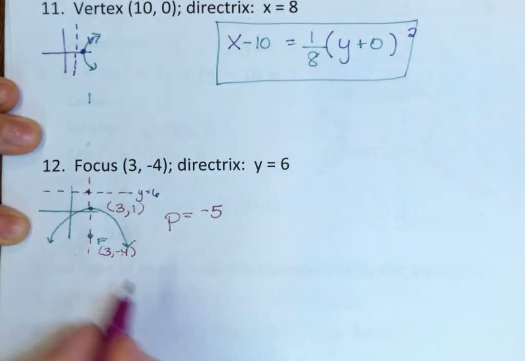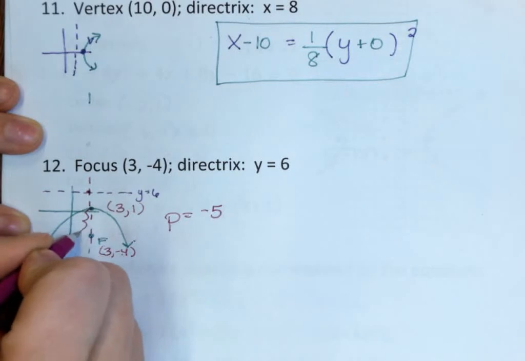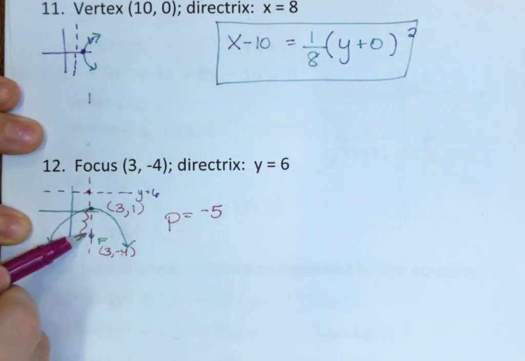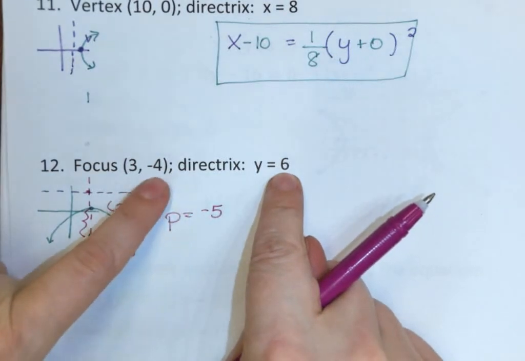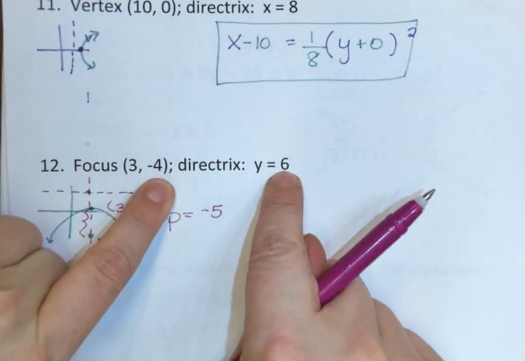How did we find P? P is the difference between where your vertex is and your focus is. Or if you look at it this way, from my directrix to the focus, that takes a total of 10 steps. Half of that is P.